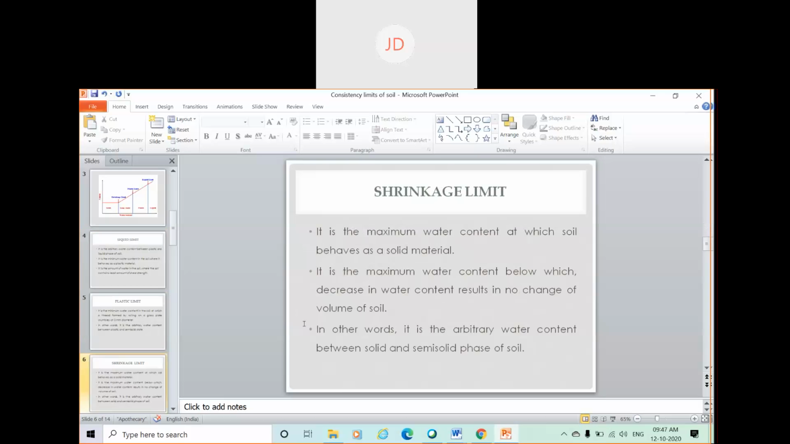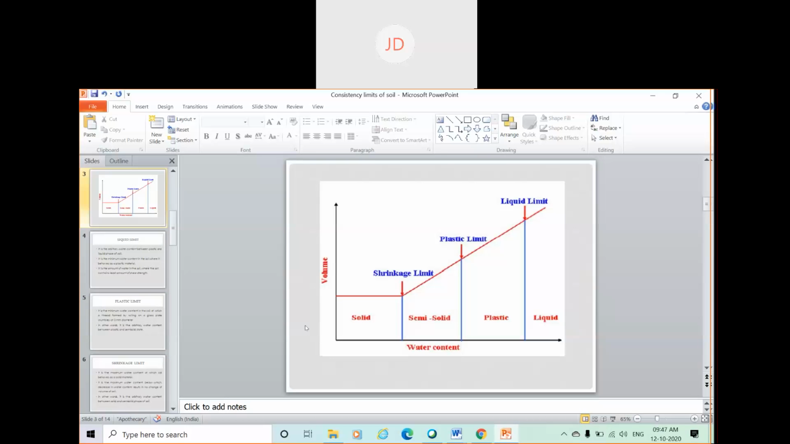Up to this point, till the shrinkage limit point is reached, this whole region is known as the solid state. That means at every water content here, the soil will be in solid state. Simple as that. So this is all about liquid limit, plastic limit, and shrinkage limit. So any doubt till now?